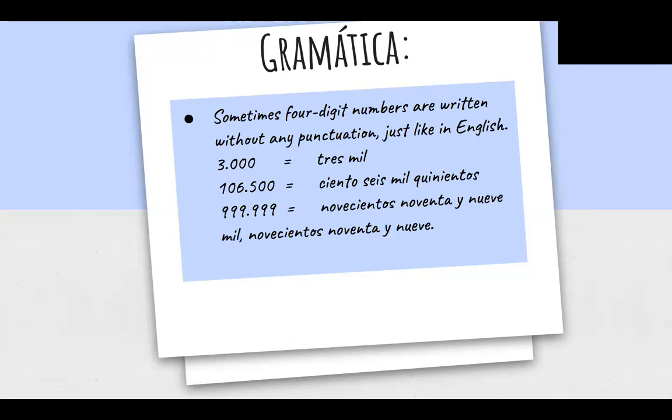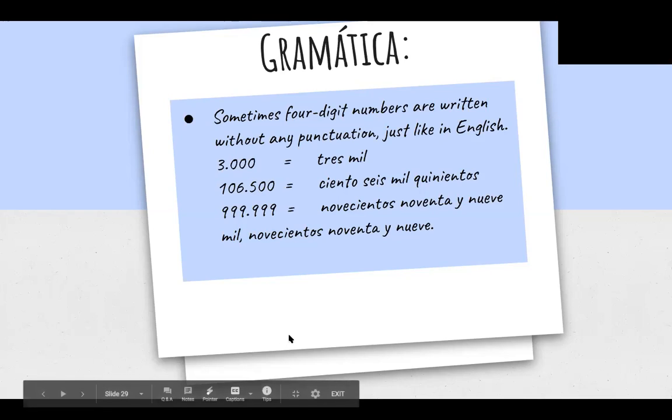Gramática, right? Sometimes 4-digit numbers are written without any punctuation, just like in English. So it's not at all unusual to see 3000 for 3,000, okay? Without a decimal or without a comma, so keep that in mind. But I'm going to use this to review. So I have 106,500. So 100 is ciento, right? Seis. And then that decimal or comma, whatever it is that you have, stands for 1,000. So don't forget to write that word mil. And then you have 500, quinientos, okay? My next example is 999,999. So that's going to be 999, and then I need the word 1,000, which is mil, and then 999, just like the beginning. That's how I'm going to end that number, okay?